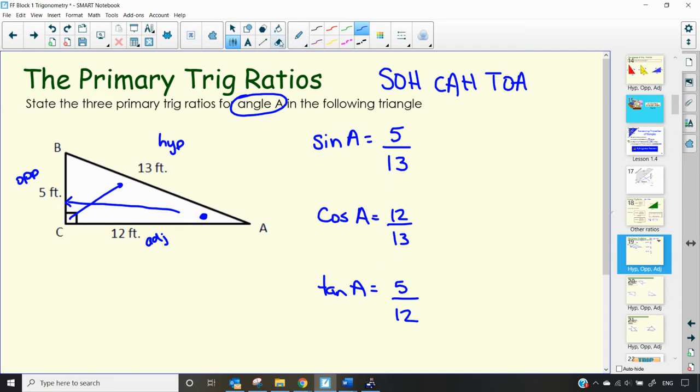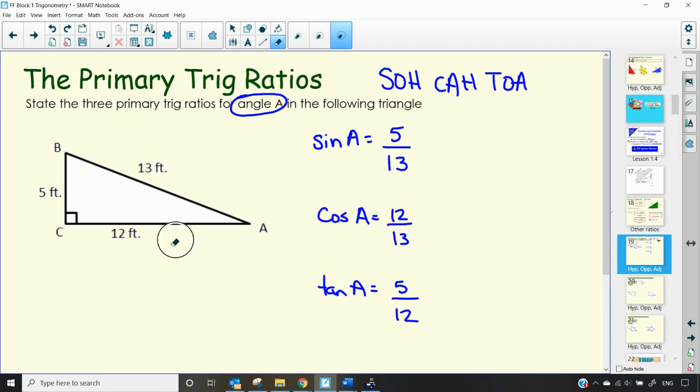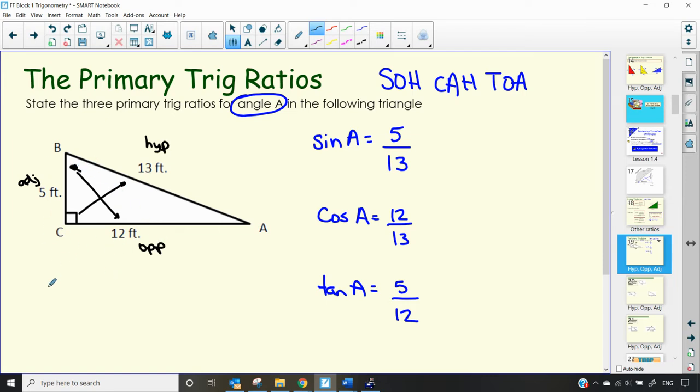Now, if I were to change up which angle I'm referring to, let's say I want to refer to angle B this time. If I decide to set everything up based on angle B, this changes my labeling. 12 becomes opposite. 13 stays hypotenuse, that doesn't change, and my adjacent would be the 5. So opposite and adjacent often get mixed up, and so drawing that line across the triangle sometimes helps with that.